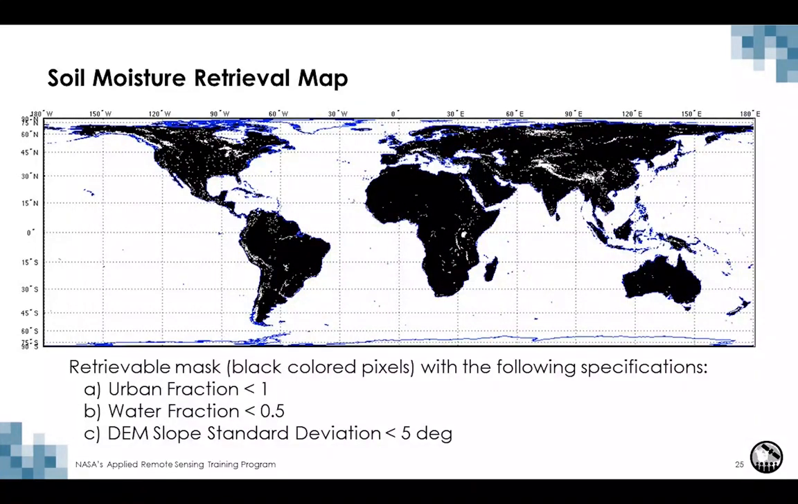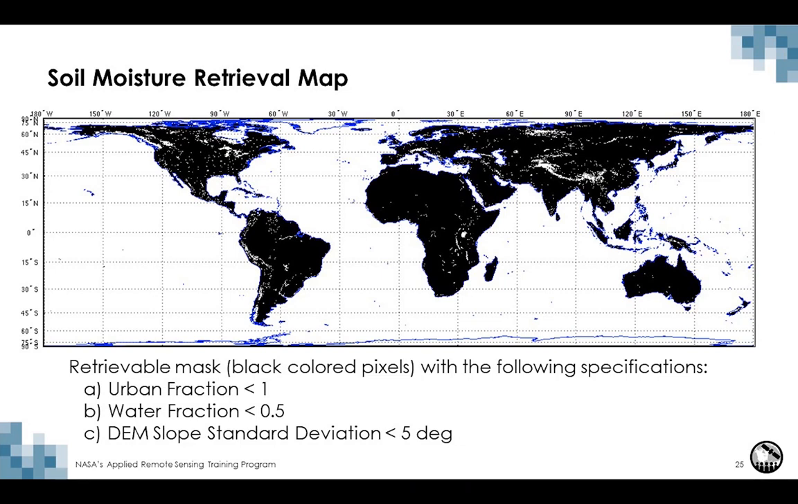So this chart shows the areas where soil moisture is being retrieved. The areas in black are the retrievable mask, and it follows the following specifications. Urban fraction is less than 1. So soil moisture is retrieved in small urban areas, but in large urban areas where an urban area covers your entire pixel, there is no soil moisture retrieval. The algorithm just does not work in urban environments. It works in natural systems. Areas where water fraction is less than half of your pixel, there's still a retrieval.